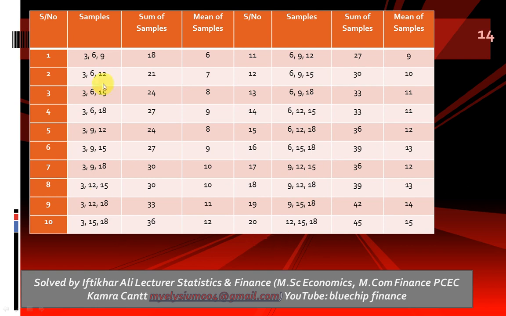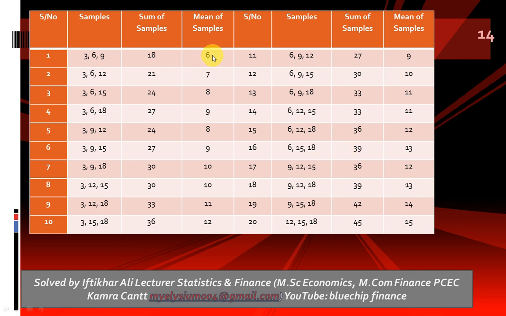After that we just take the sum of each sample, 9 plus 6 plus 3, 12 plus 6 plus 3 and so on, and the sum is given here. After that, third step, in which we take the mean of each sample. So there are the sum of 3 values, so 18 divided by 3 is 6, 21 divided by 3 is 7, and so on. And after that we will make a frequency distribution of the mean of samples.